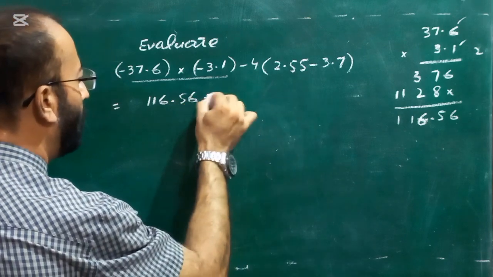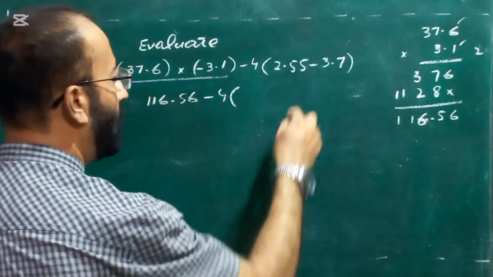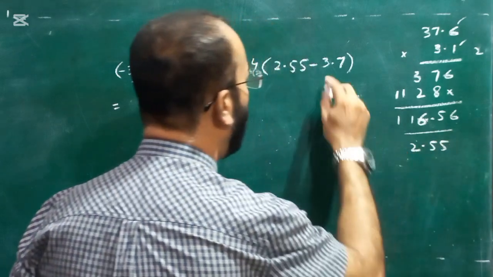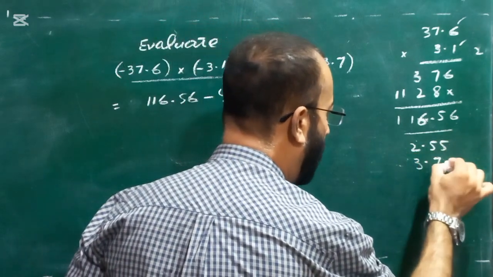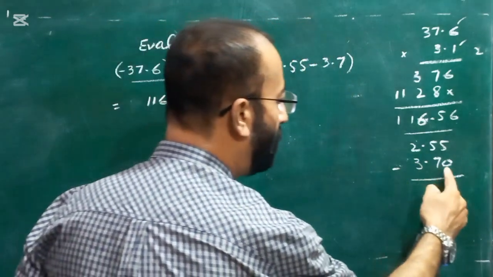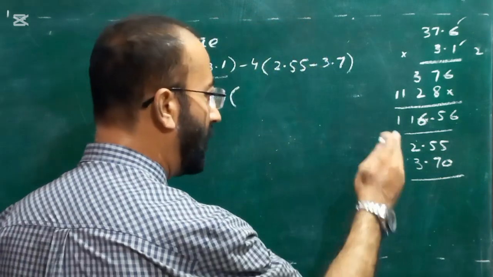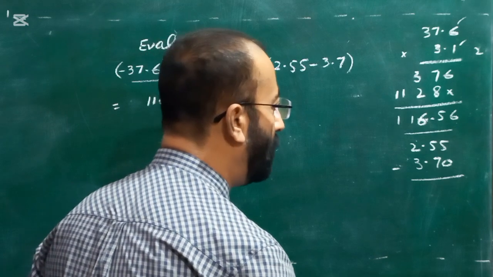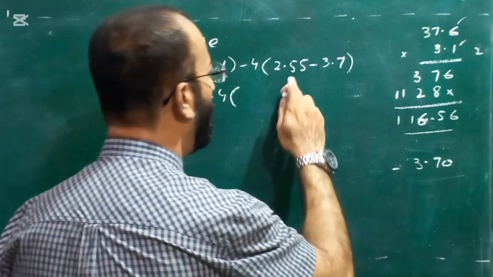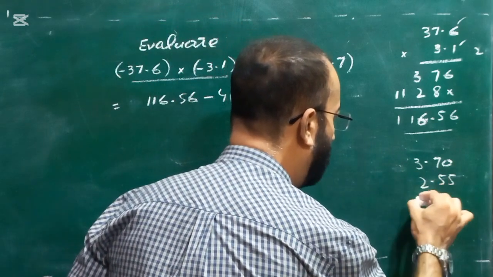Now here minus 4 will remain as it is. This 2.55 and 3.7 are going to be subtracted. Look, 2.55 and 3.7. Again, the point should be exactly below the point. For 3.7, we have put a 0 at the end to make the digits equal in both numbers. At this stage we will subtract the values, because 3.7 is greater and 2.55 is smaller. So 2.55 should be written below the number.